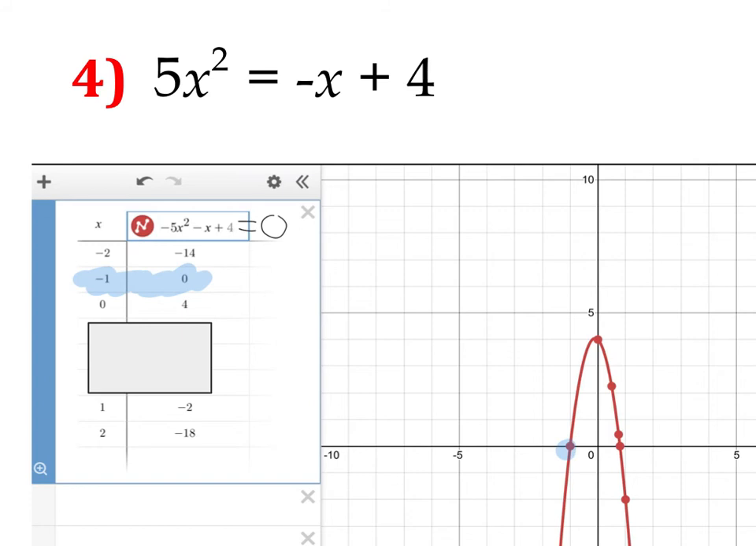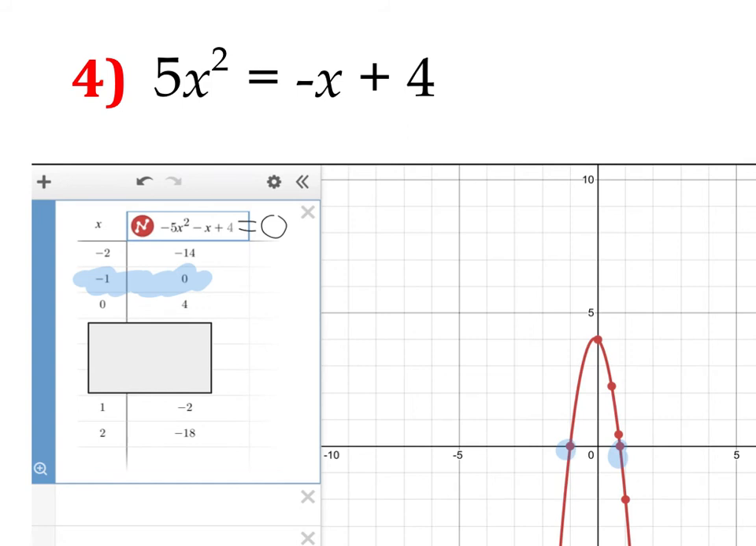My other x-intercept, if I look over on the graph over here, it doesn't really appear like it's going to be as pretty of a number. But if I look at the table, I can tell that it's certainly somewhere between 0 and 1, because that's when I go from positives to negatives. My y value over here is positive. Over here it's negative. To go from positive to negative or negative to positive, you have to go through 0.